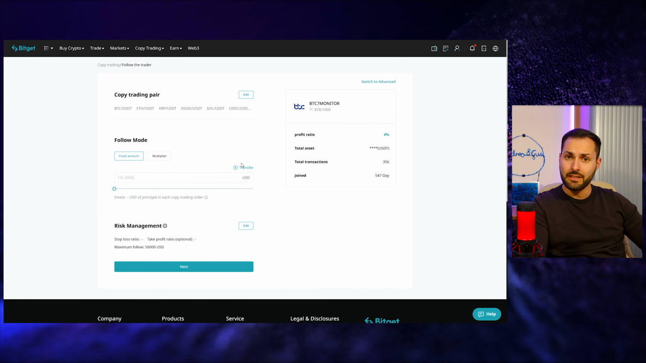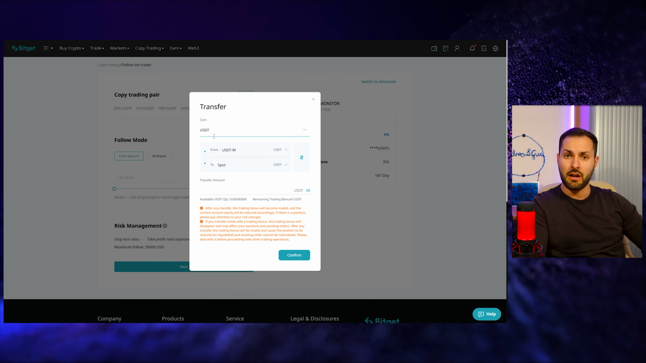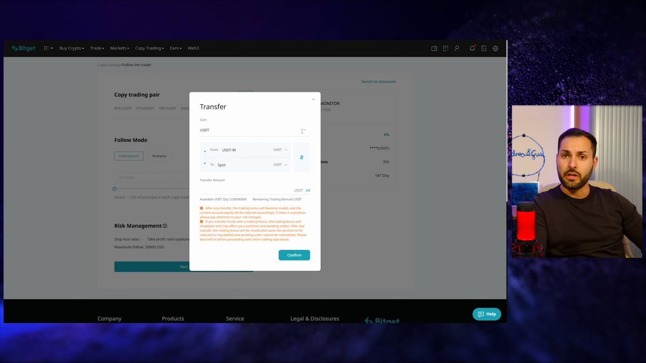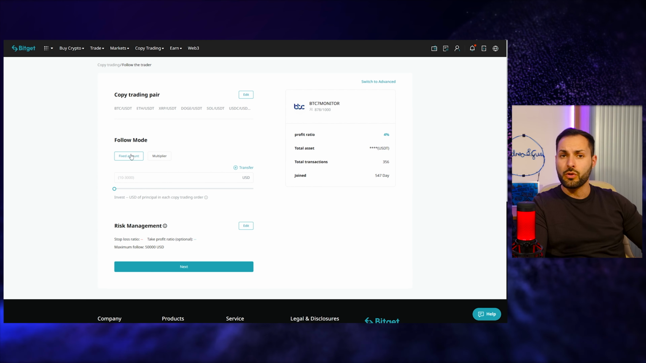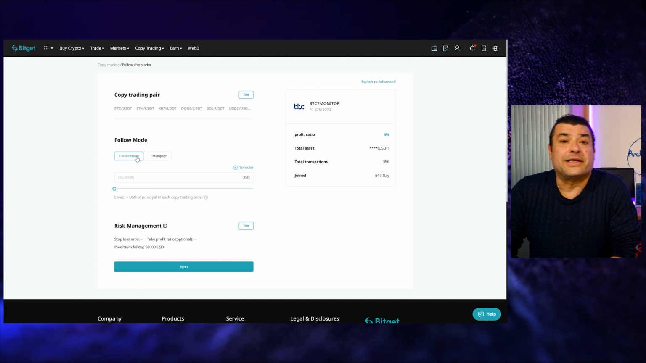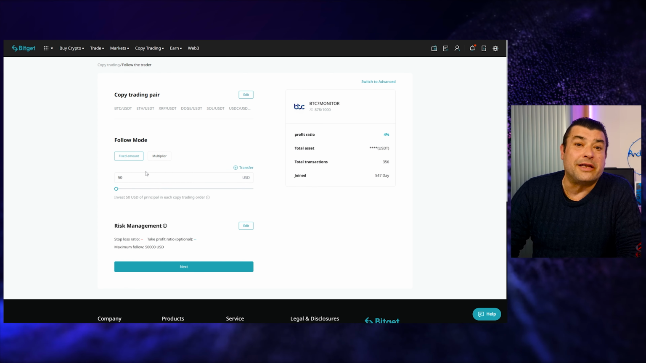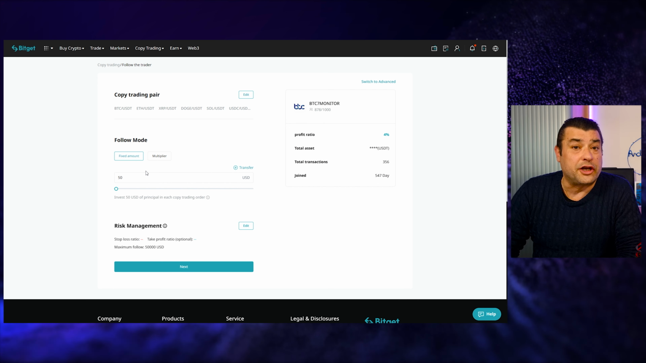Moving on to the margin mode, it's worth noting that you're not dealing with any leverage or margin trade. Instead, you're trading in the spot market and any asset you transfer will go into your spot account. You can choose to trade a fixed amount or use a multiplier based on the trader's trade. For example, you can set a fixed amount of $50 per trade, and that amount will be deducted from your spot account for each trade.